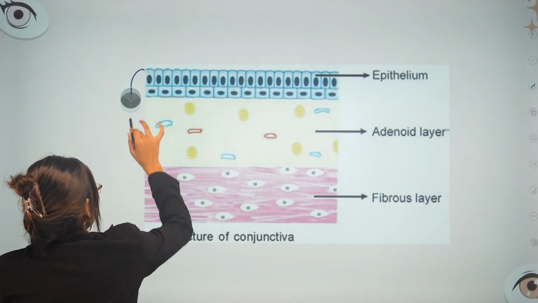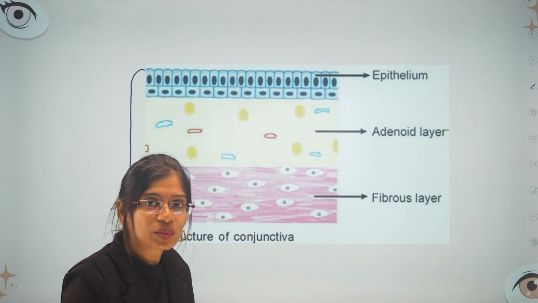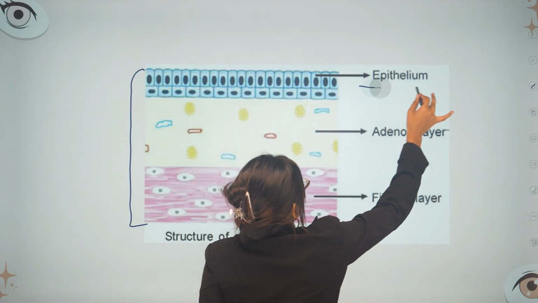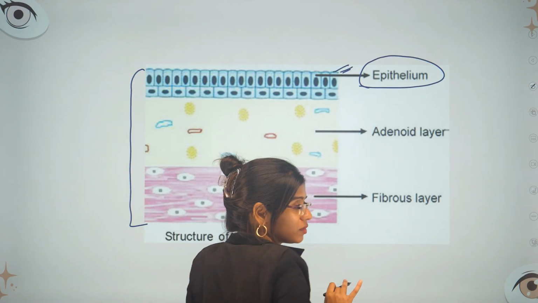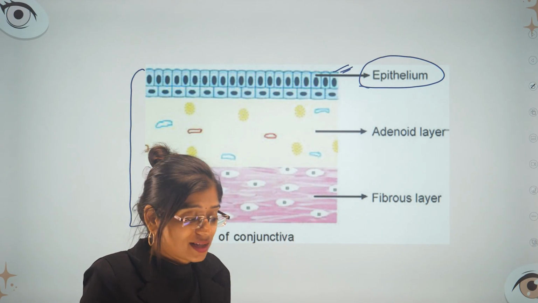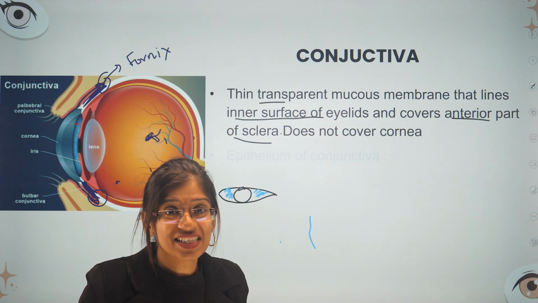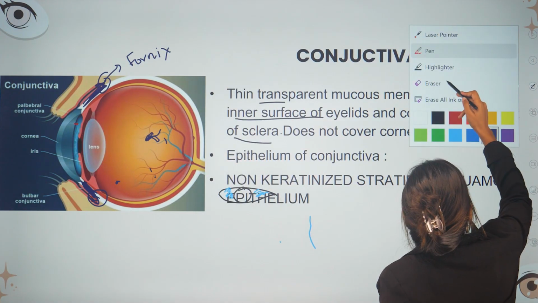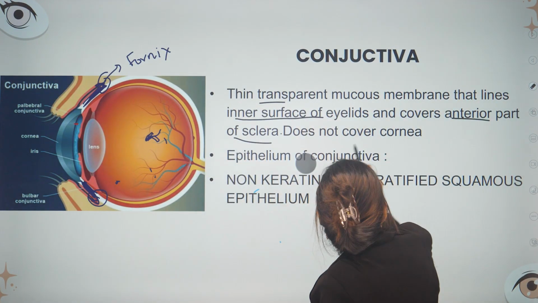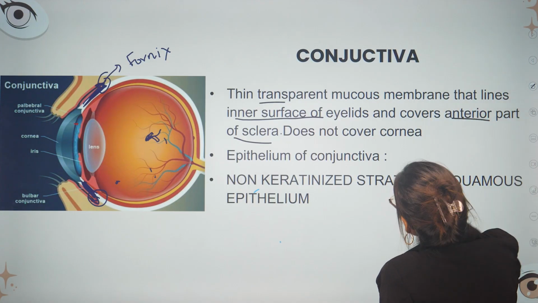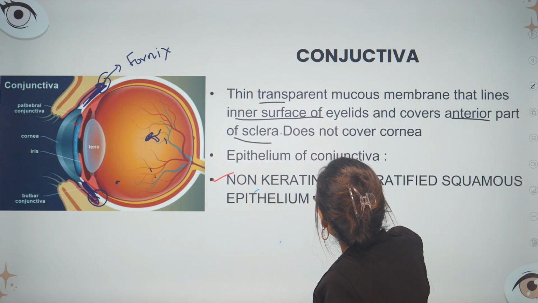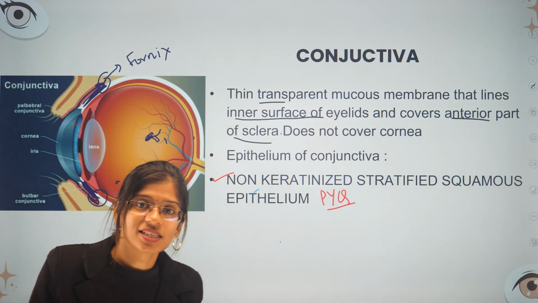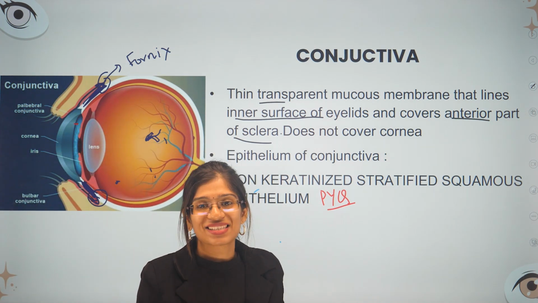Now the question they ask, see these are the layers of conjunctiva. The question they ask is, what is the epithelium of conjunctiva? You can see the upper layer. So they ask which epithelium is there in conjunctiva. So the answer is non-keratinized stratified squamous epithelium. Please take a note of this. This is your PYQ. The epithelium of conjunctiva is non-keratinized stratified squamous epithelium.